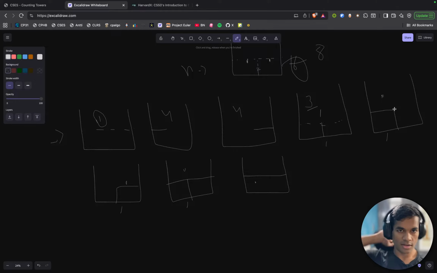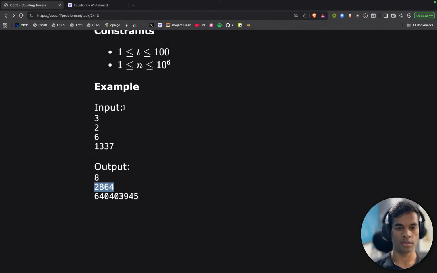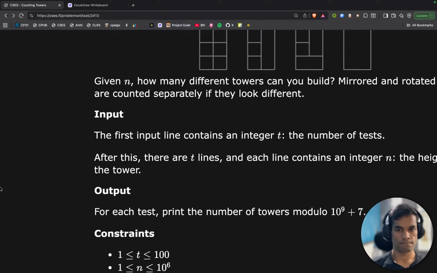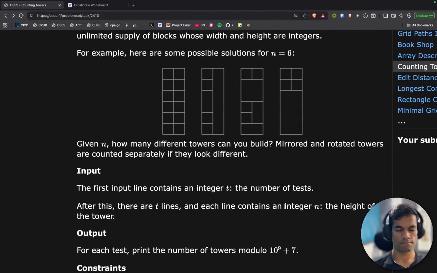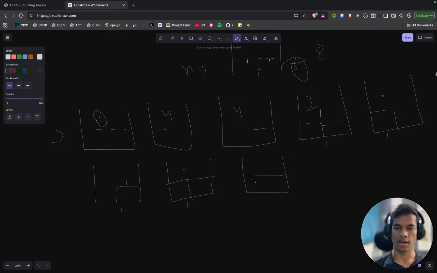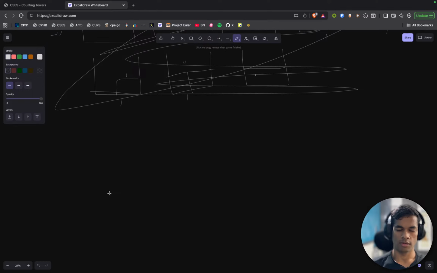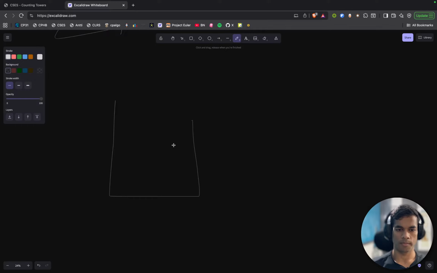Nah, I don't think I'm thinking about this in the right manner. No shit, I totally messed up with this. No, no, this is wrong. This is wrong. This is wrong. This is wrong.